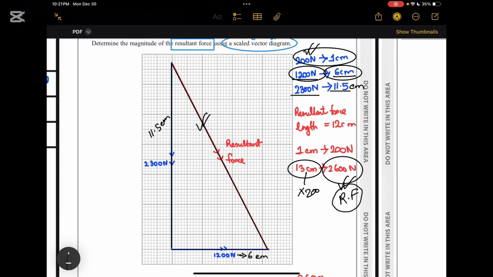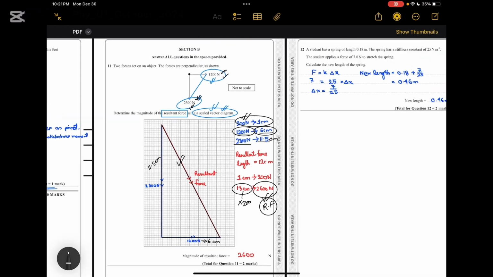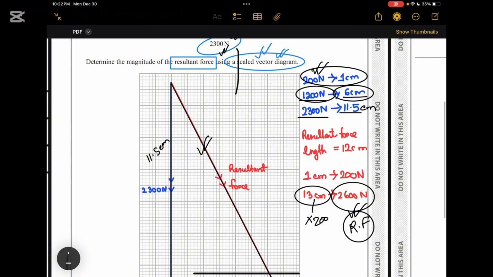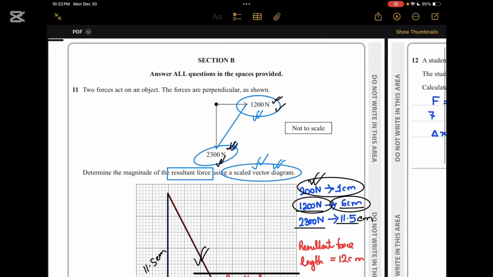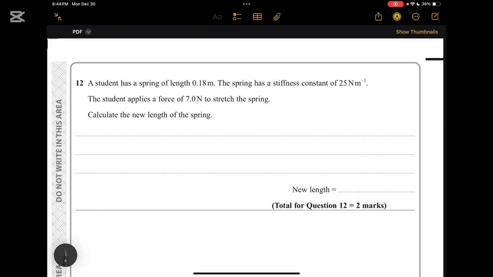So this is how you will have to complete this question number 11. This is not that difficult to answer. It's easy, but using the scaled vector diagram is difficult because a lot of students face a lot of problems while solving scaled vector diagrams. That's why I've made that thing easier for you guys. Let's dive into question number 12.